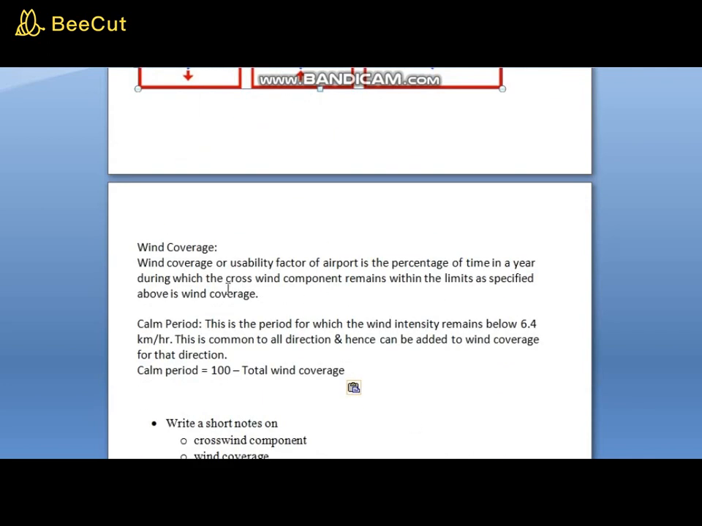Wind coverage. Wind coverage or usability factor of an airport is the percentage of time in a year during which the crosswind component remains within the limit as specified above. That is nothing but wind coverage. What is calm period? It is a period for which the wind intensity remains below 6.4 km per hour. This is common to all directions and hence can be added to wind coverage for that direction. And we have also one formula: calm period is equal to 100 minus total wind coverage.